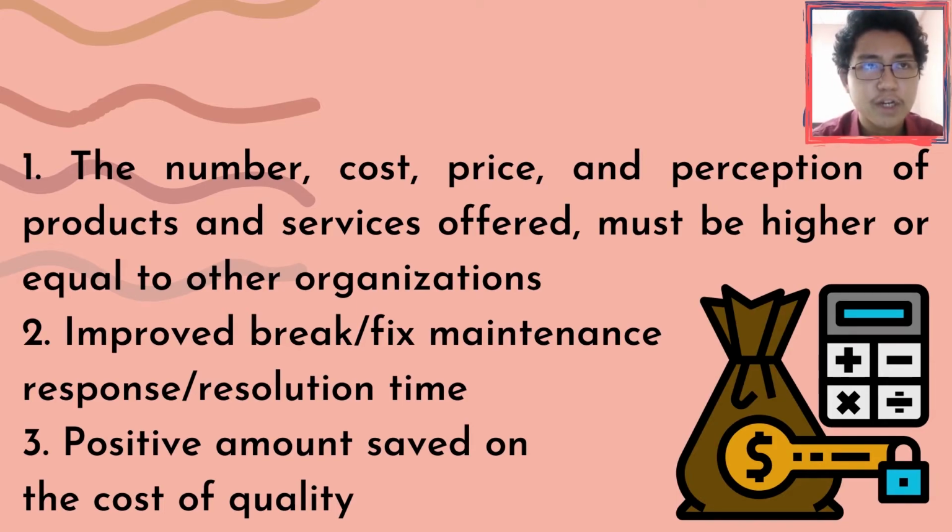First, our parameter is the number, cost, and price and perception of products and services offered must be higher or equal to other organizations. Second, improved break or fix maintenance response or resolution time. Third, positive amounts saved on the cost of quality. Basically, our existing technologies or potential technologies that we will buy must have measurable benefits when compared to our previous technology or when compared to other organizations and in our case, other libraries.